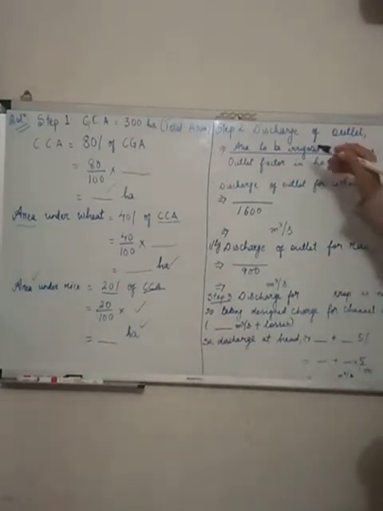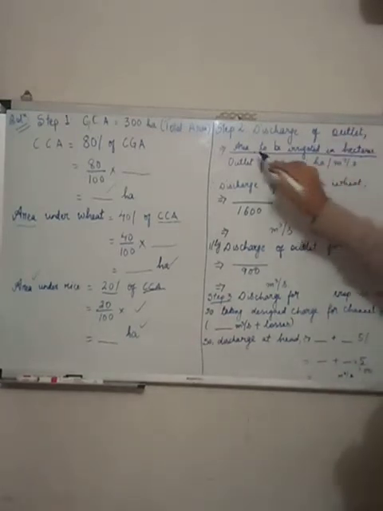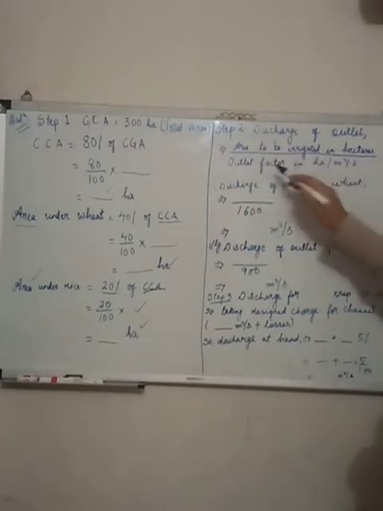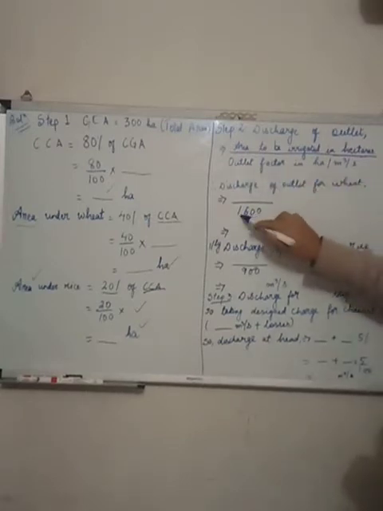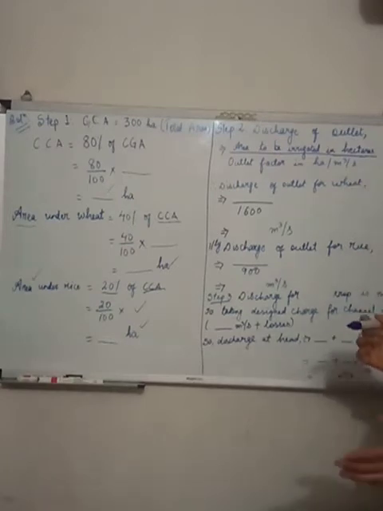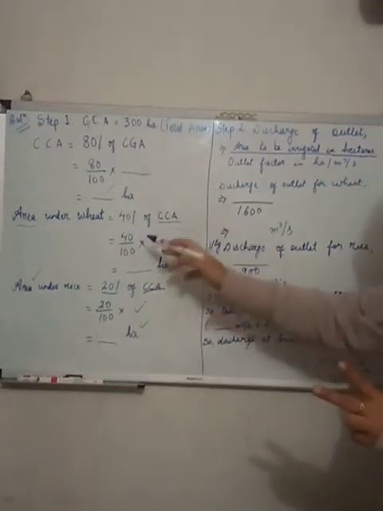The discharge of the outlet can be found from the area to be irrigated in hectares divided by the outlet factor in hectare per meter cube per second. The outlet factor in the question is given as 1600, so you put the value here. Now, the area to be irrigated in hectares: how much area do you need to irrigate? There are two crops, the wheat and the rice.